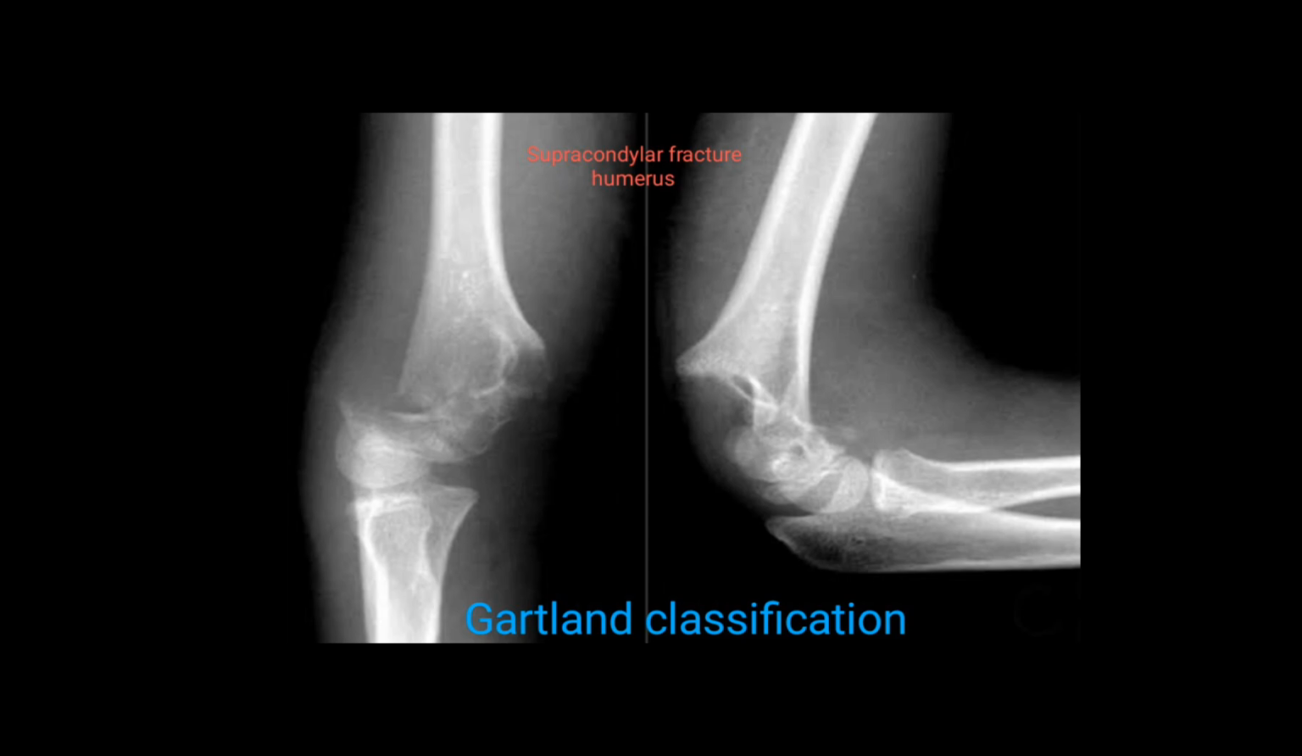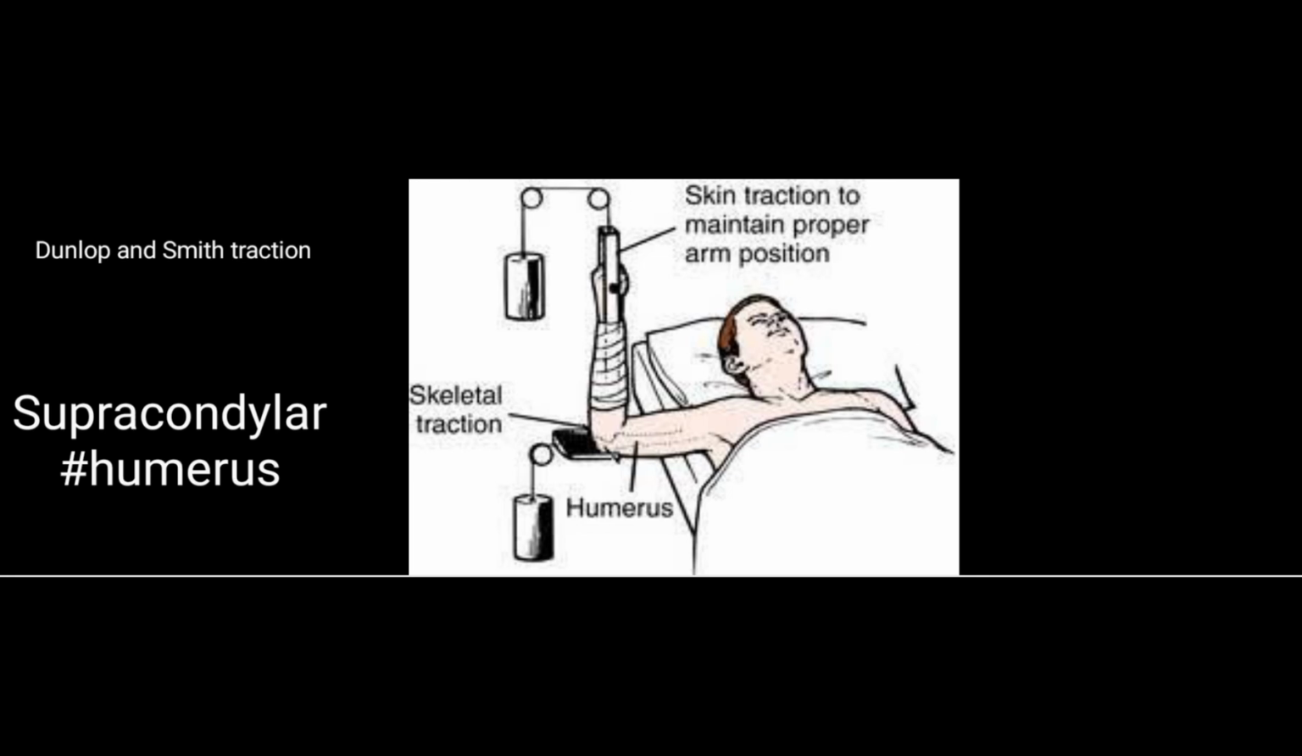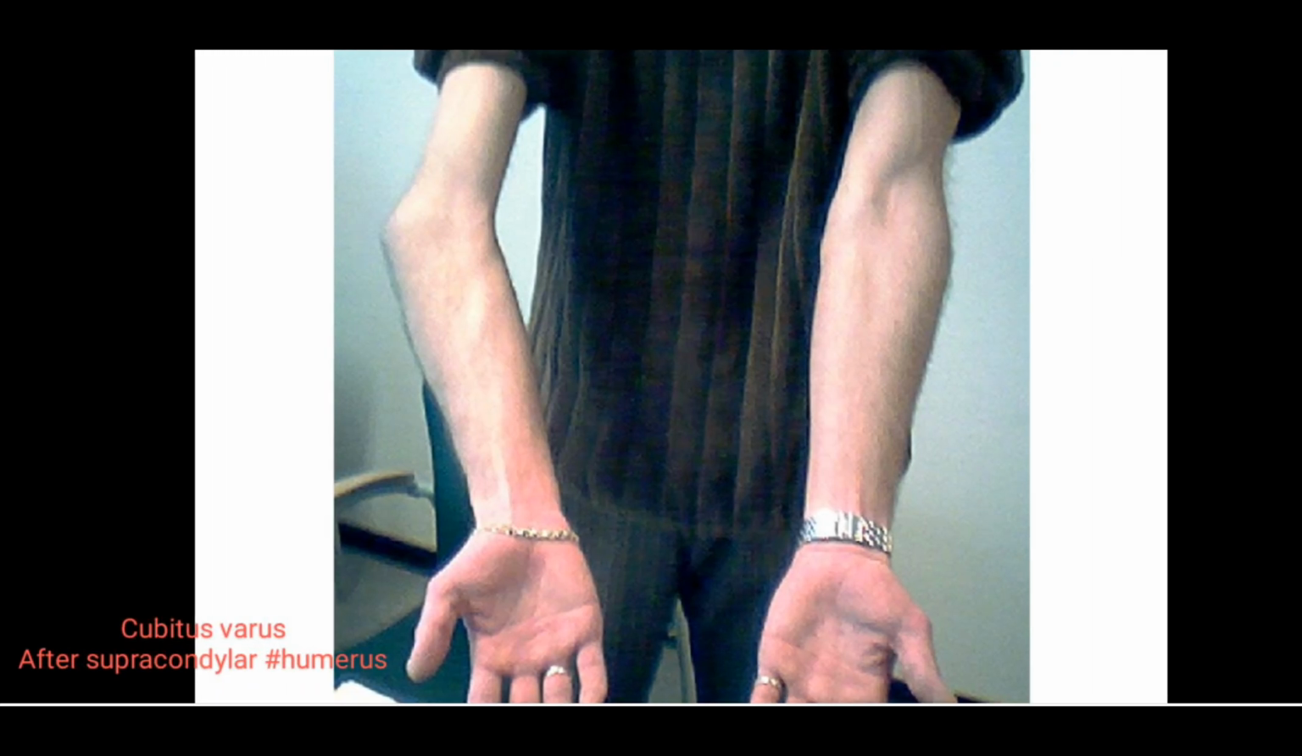Then we have the supracondylar fracture humerus. See, here is our ulna and radius and here is humerus, supracondylar fracture humerus. And we have the classification for it, that is Gartland's classification. This is Dunlop and Smith traction. Dunlop and Smith traction is used for supracondylar fracture humerus.